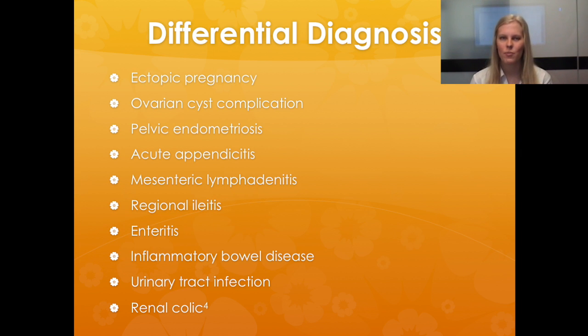Differential diagnoses for PID include ectopic pregnancy, ovarian cyst complications, pelvic endometriosis, acute appendicitis, mesenteric lymphadenitis, regional ileitis, enteritis, inflammatory bowel disease, urinary tract infection, and renal or uterine colic.